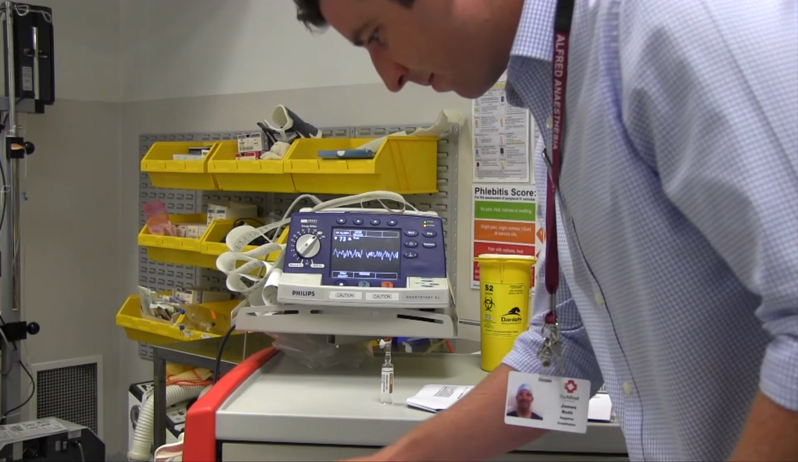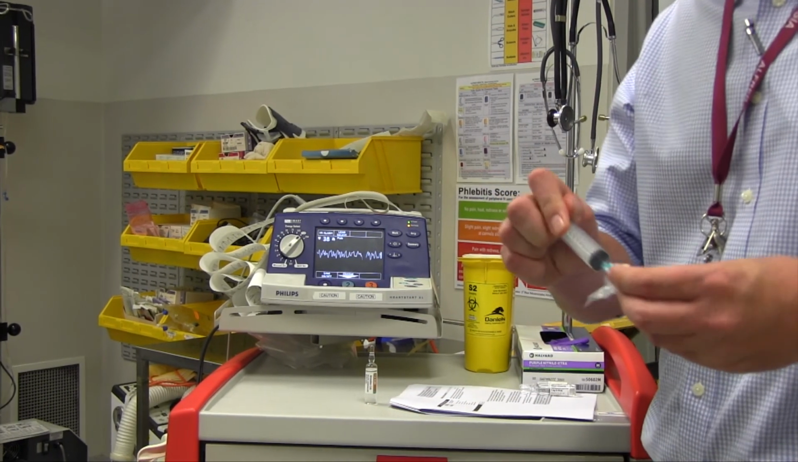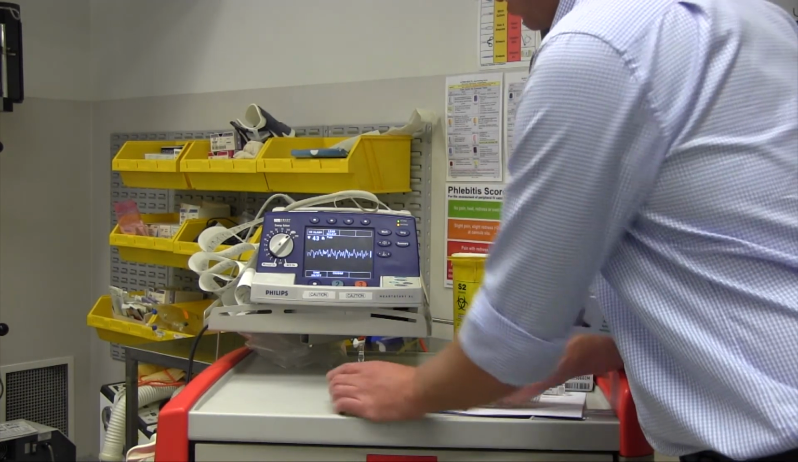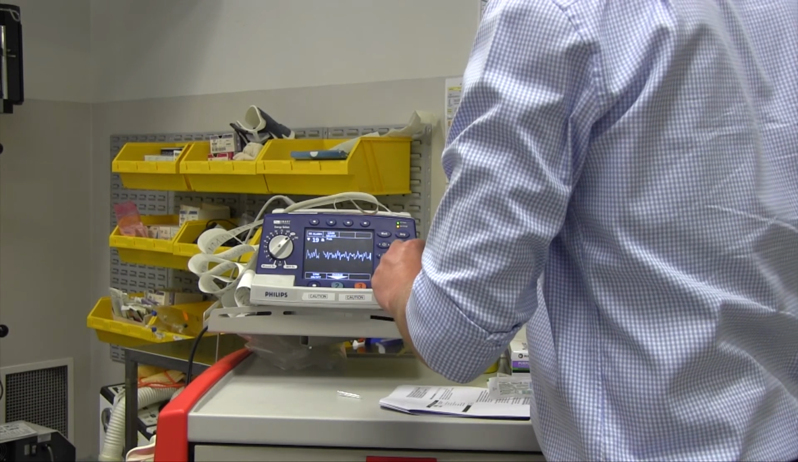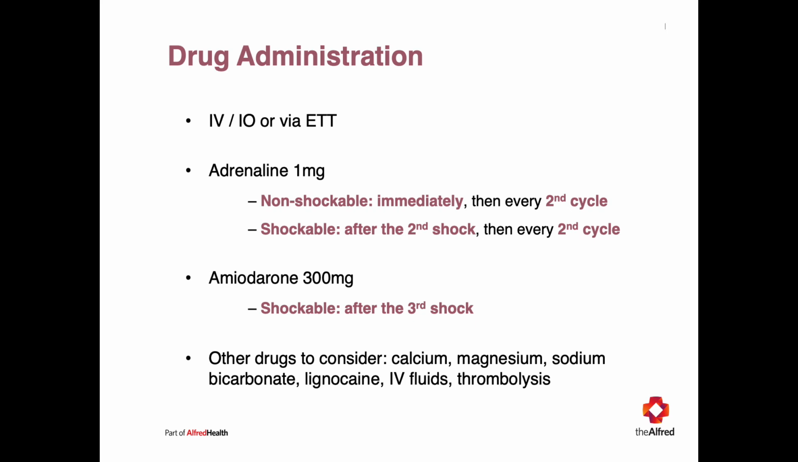Adrenaline has alpha and beta receptor agonist activity and improves myocardial perfusion. If the rhythm is non-shockable, 1 mg should be given immediately, then every second cycle, i.e. after every 4 minutes. If the rhythm is shockable, it is given after the second shock, then every second cycle. Amiodarone is used to enhance the likelihood of staying in a perfusing rhythm and is given if the patient is in a shockable rhythm after the third shock. Depending on the cause of the arrest, there may also be a role for calcium, magnesium, sodium bicarbonate, lignocaine, IV fluids, or thrombolysis.